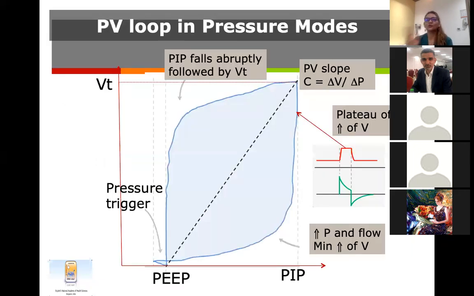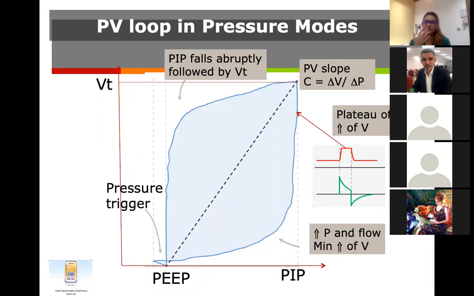As I said, there are two loops: a pressure-volume loop and a flow-volume loop. So we'll take one by one. In the pressure-volume loop, the pressure is on the x-axis and the volume is on the y-axis. And as I said, we are not supposed to see it starting from here. It should start from here because we are going to give some PEEP. If your loop is starting from here, that means your PEEP is not enough or you have not given it properly. So it should start from here.